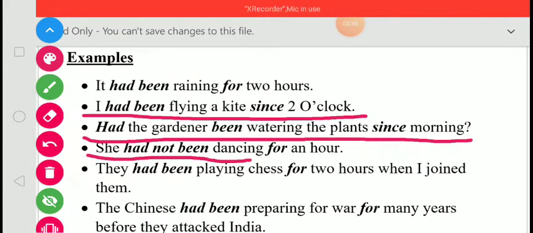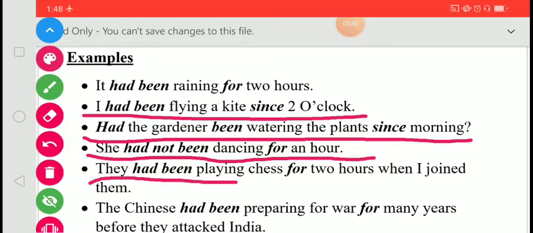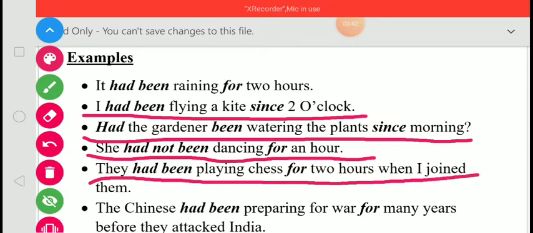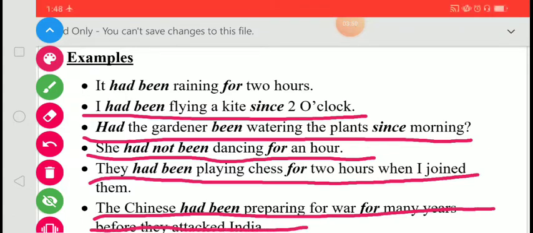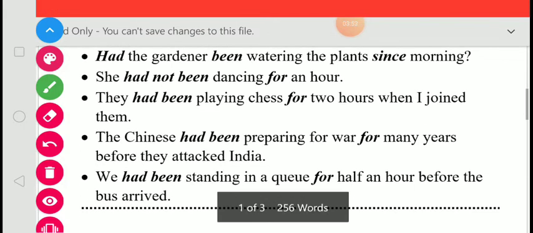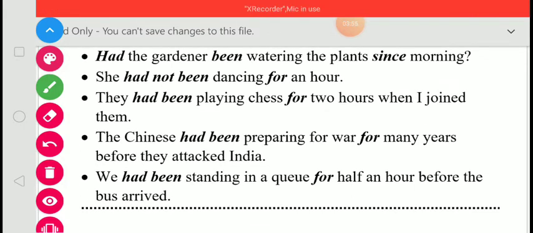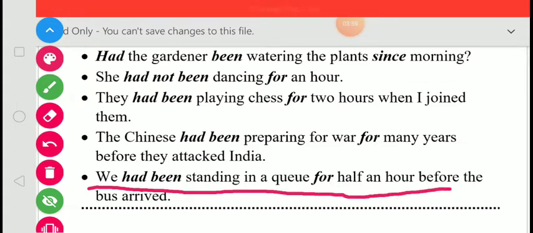She had not been dancing for 2 hours. They had been playing chess for 2 hours when I joined them. The Chinese had been preparing for the war many years before they attacked India. We had been standing in a queue for half an hour before the bus arrived.